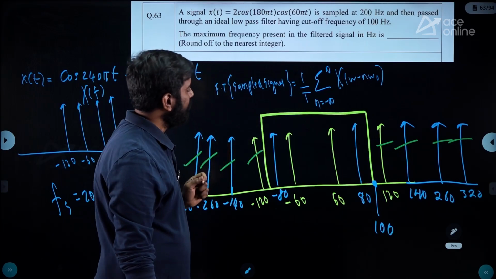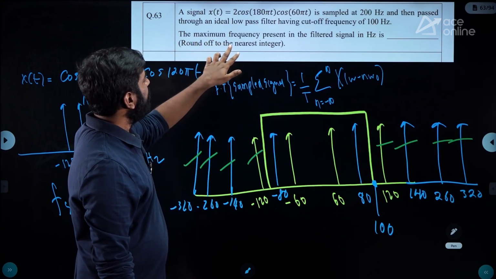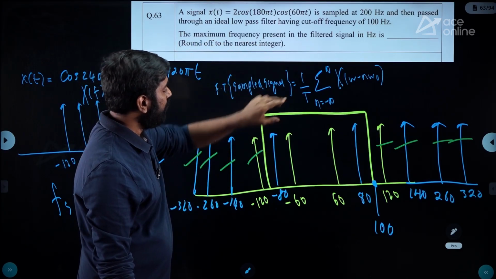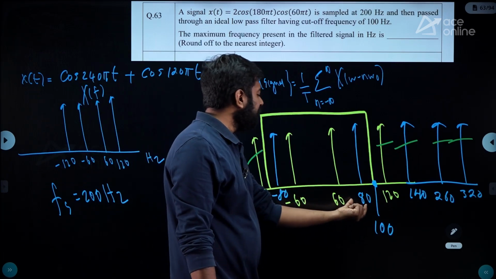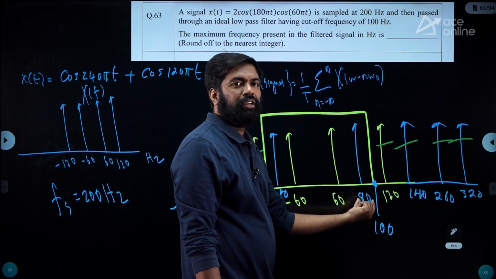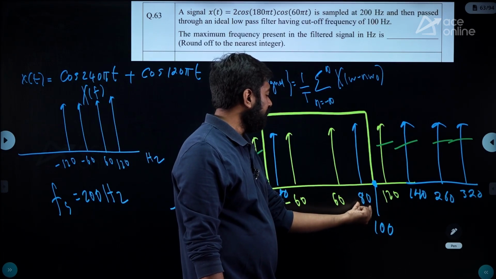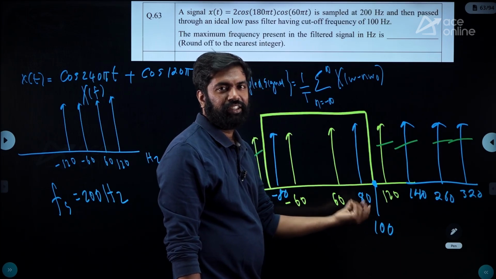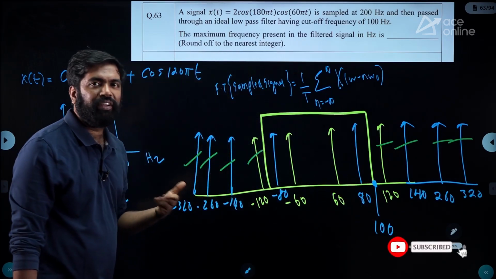Among this, what's the question? The maximum frequency present in the filtered signal in hertz. So what's the maximum frequency? The maximum frequency at the output of the filter is 80 hertz. 80 is the answer. So this happens because of aliasing.